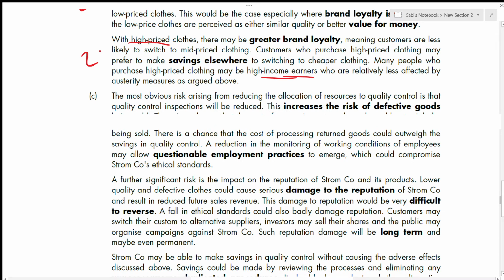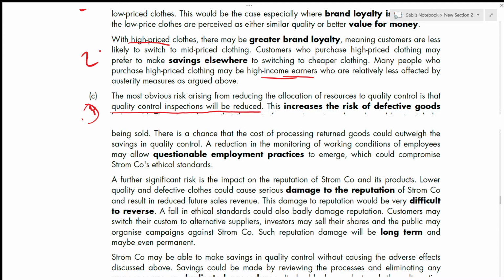So this is one issue, right? One obvious risk is quality control inspections will be reduced. If you are reducing the resources from quality control, you are not allocating resources to quality control. There is no need to have quality control inspection, so it will automatically reduce. What happens because of that? It's not enough for you to stop at this point. Most of the candidates will stop at this point: quality control inspections will reduce. So what? You need to say what happens because of this.